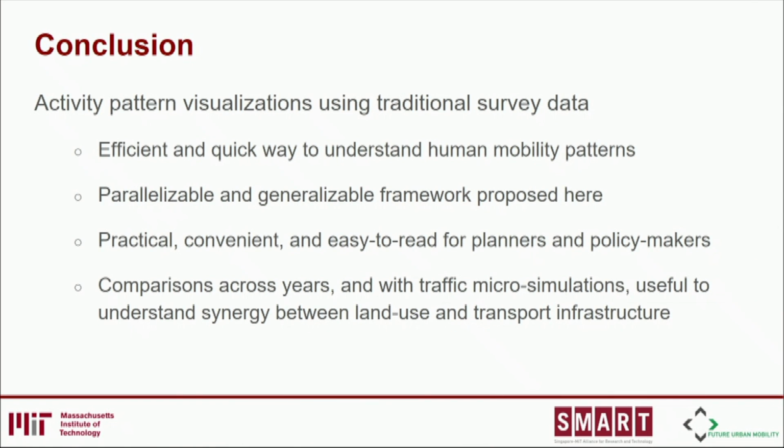So in conclusion, we created these activity pattern visualizations using traditional survey data to show human mobility patterns and show why people are going places and what they want to do. Once we have this, we can compare it with traffic simulations and understand the relationship between land use and transportation infrastructure, what people are doing and where they want to go. The process also uses very accessible travel survey data that is collected across multiple cities and is pretty generalizable and parallelizable, so it can be processed efficiently throughout different cities, not just Singapore.